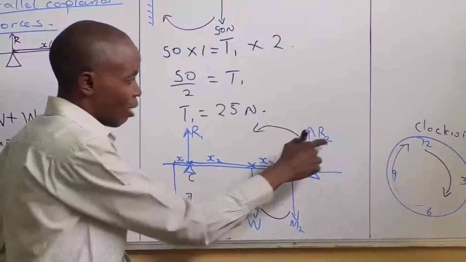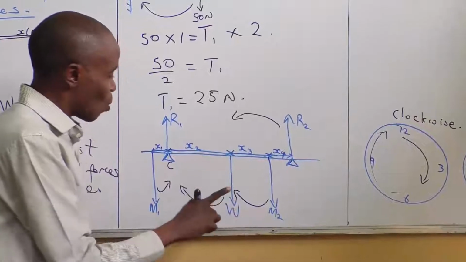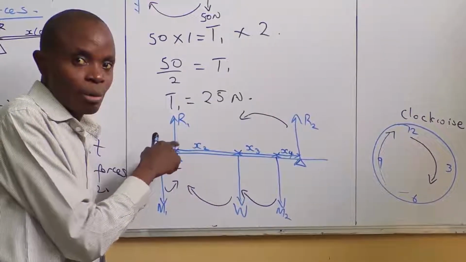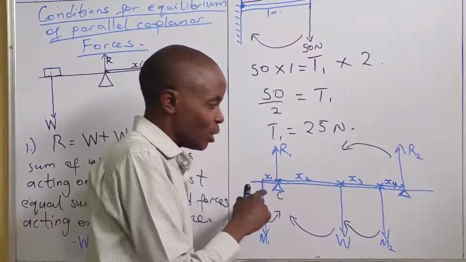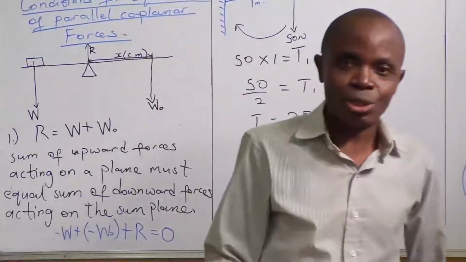So M1 and R2 are anti-clockwise. W and M2 are clockwise. We have ignored R1 because that is where we are taking our moment about. So you ignore the force at the point you choose as your turning point. And this way it is easy to solve any such questions.